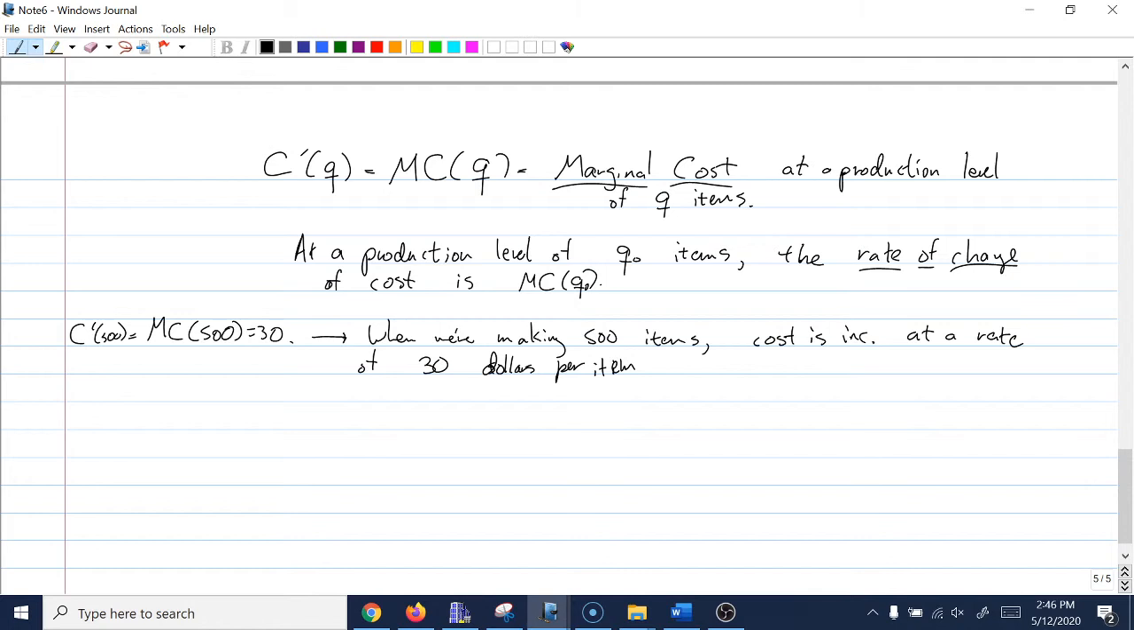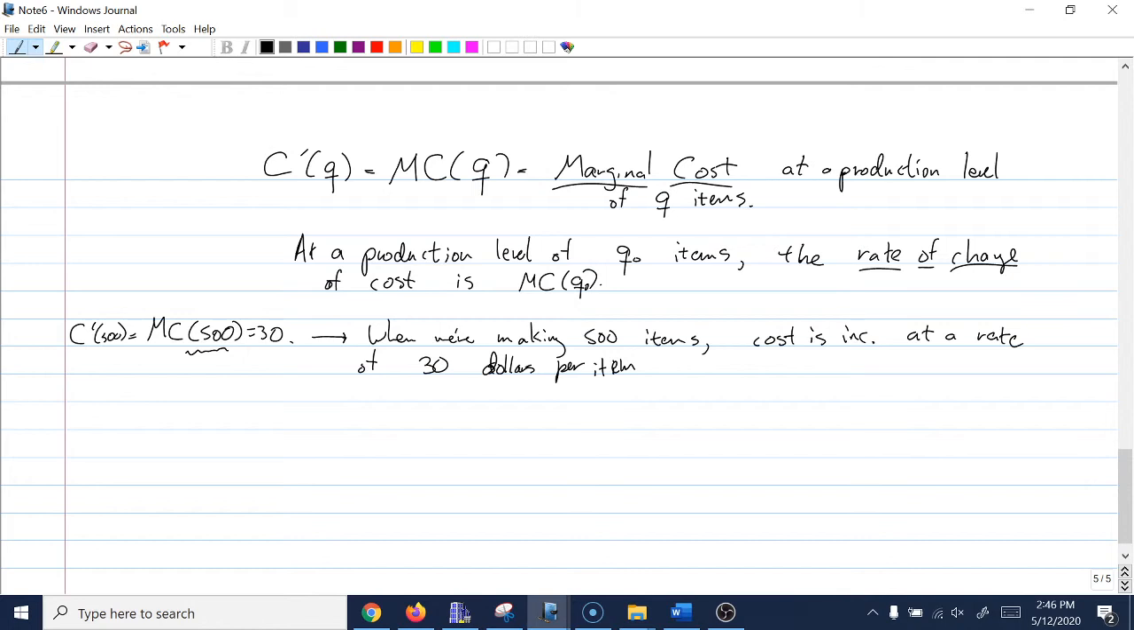Keep in mind, this isn't telling us that it has cost us $30 per item to make these 500 items. That's a different thing. That'll be called average cost. That's not what the rate of change tells you. The rate of change, think about that area of a house example, is talking about the cost not of making earlier items, but of making additional items. So it's the items near the 500th that cost about $30 a piece.